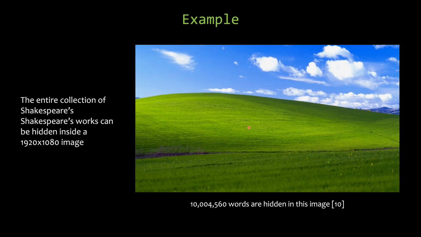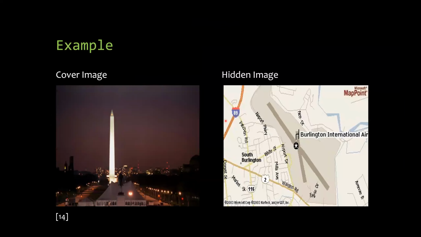So if you're not familiar, a 1920 by 1080 JPEG can store 1.48 megabytes. And then the entire works of Shakespeare contains 37 plays, 154 sonnets, 124,788 lines of text, and then finally 10,004,560 individual words. So obviously a lot of content that is actually hidden within this JPEG image right here.